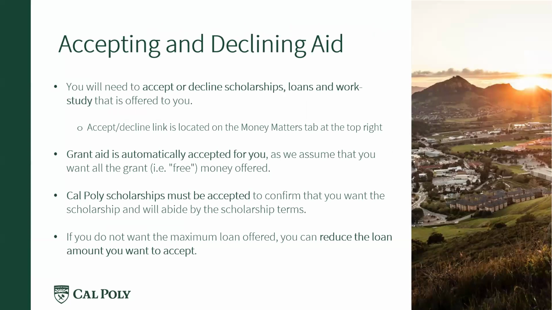You will need to accept or decline scholarship, loans, and work study that is offered to you. The Accept Decline link is located on the Money Matters tab at the top right. Grant aid is automatically accepted for you. Cal Poly scholarship must be accepted to confirm that you want the scholarship and will abide by the scholarship terms. And if you are going to use student loans and do not want the maximum loan offered, you can reduce the loan amount to what you want to accept.